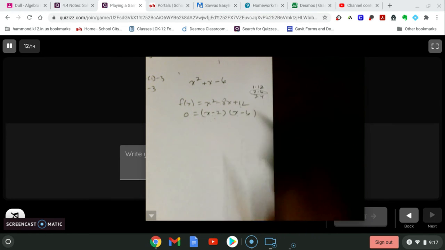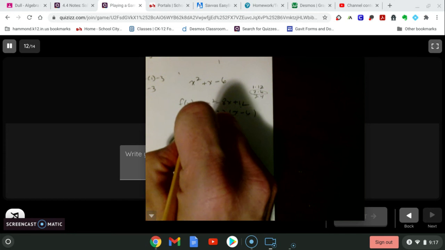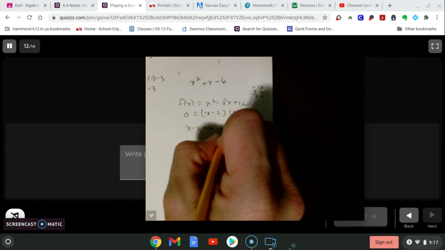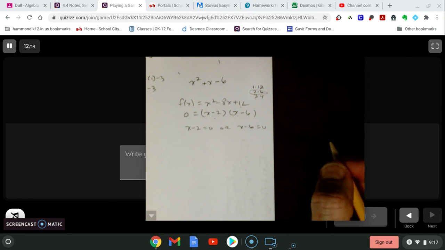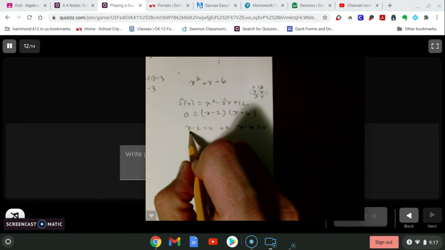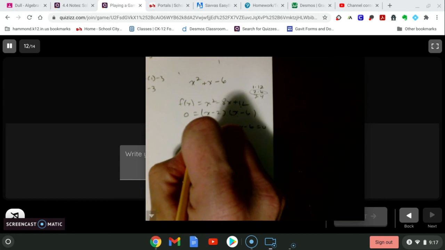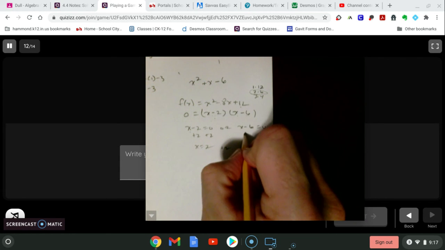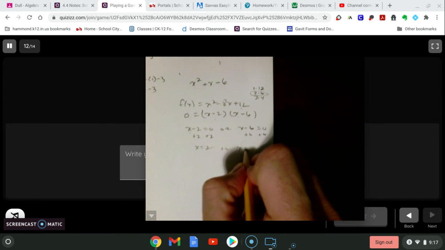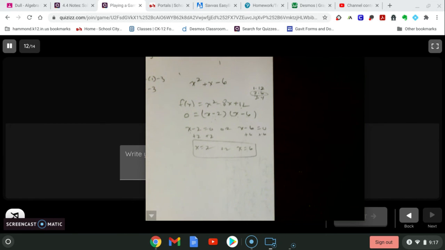Well, look, these two things multiplied together make 0, right? So now I know x minus 2 equals 0 or x minus 6 equals 0 by the zero product property. So I'm super interested in knowing what value of x makes this true. Well, let's solve it. X equals 2. Or let's solve this one. X equals 6.